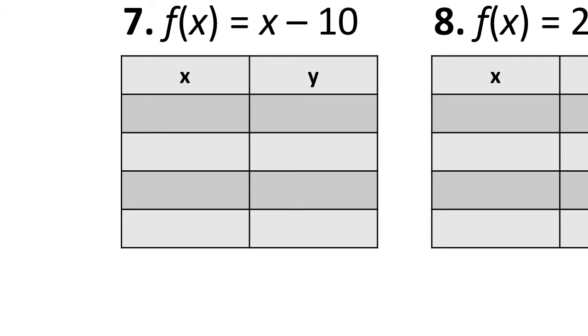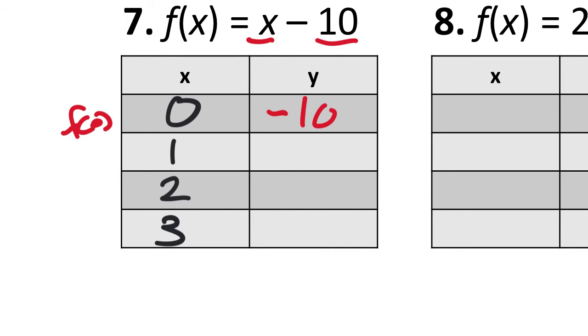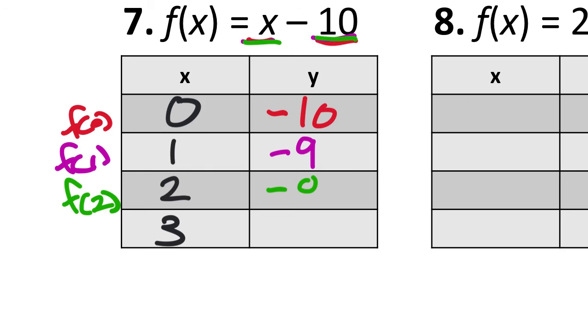So this one gave us open boxes in the table, so we can choose our own values. And in this one, since it's not a word problem, you could choose negatives, but I'm going to avoid that just because I can. So this would be f of 0 right here. You'd say, okay, 0 minus 10, that's negative 10. Or this one, that'd be f of 1, so 1 minus 10, which is negative 9. And then this next one, f of 2, so 2 minus 10, which is negative 8. And this next one, 3 minus 10, that'd be negative 7.